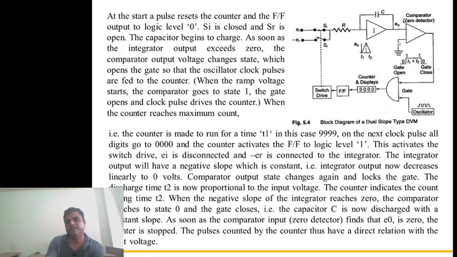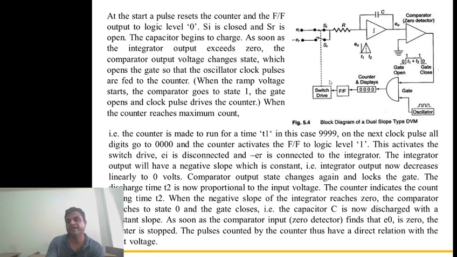Once E0 increases, the second terminal of this comparator is at 0. So once this E0 is above 0, we get an output. Then the output will change. Once the output changes, it is applied at this terminal, and it means this particular gate is again active. The comparator output voltage changes state, which opens the gate, so the oscillator clock pulses are fed to the counter, until the counter reaches the maximum count.